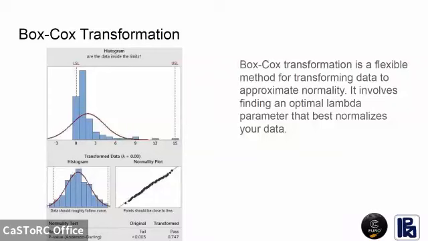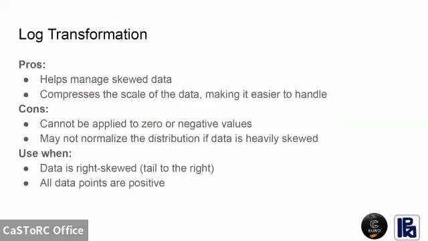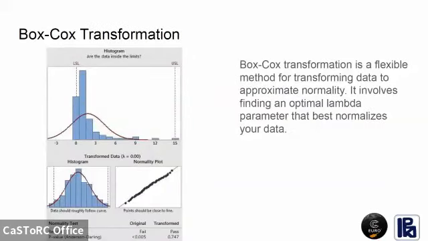What happens if your data are not right skewed, or not all values are positive, or they don't follow this distribution? You can also transform them using the Box-Cox transformation. This is a very flexible method to transform your data from any distribution to follow normality. So if you have a data set that doesn't necessarily follow a normal distribution, you can transform it using Box-Cox transformation to follow this normal distribution in your data set.